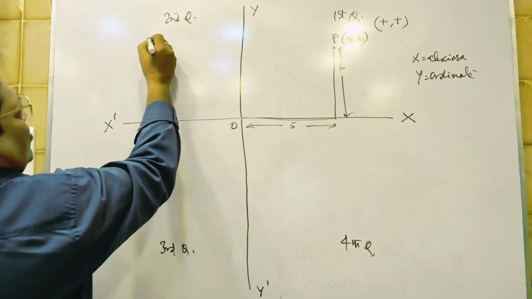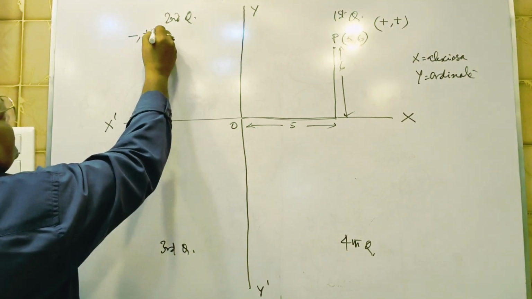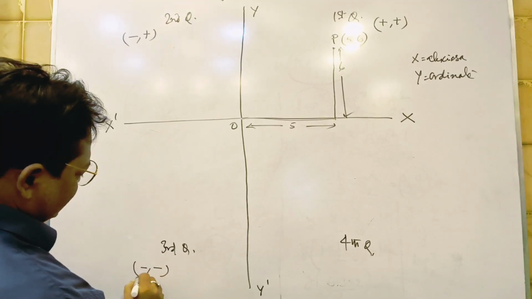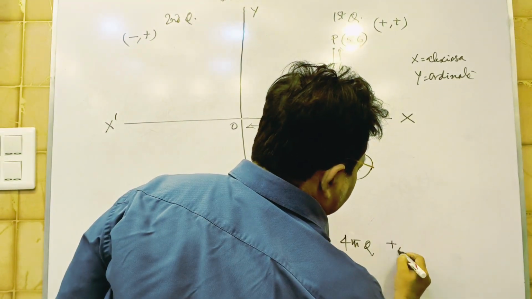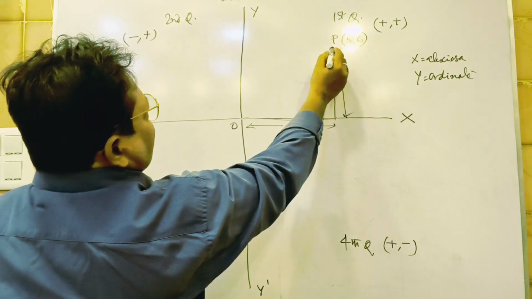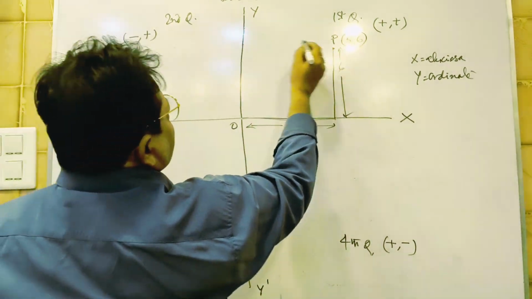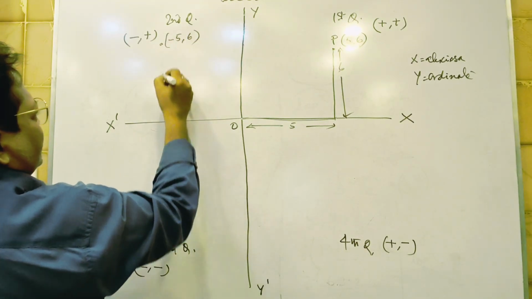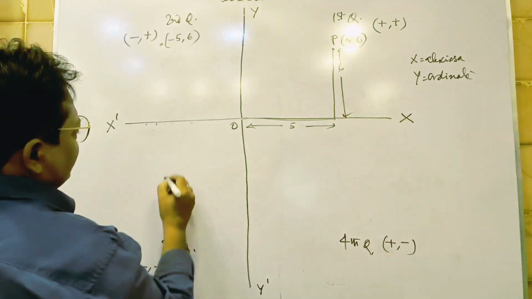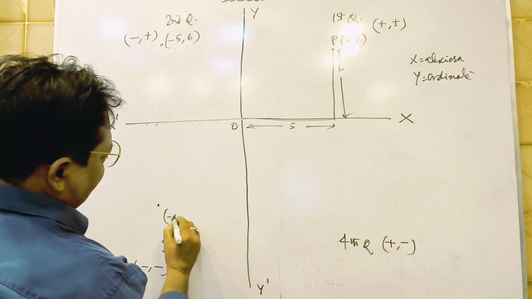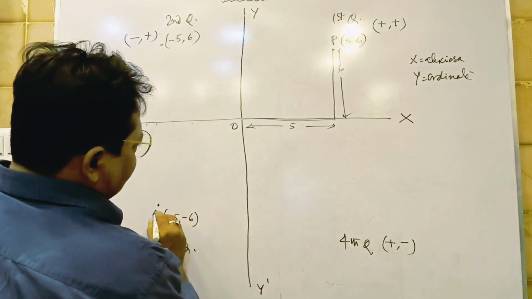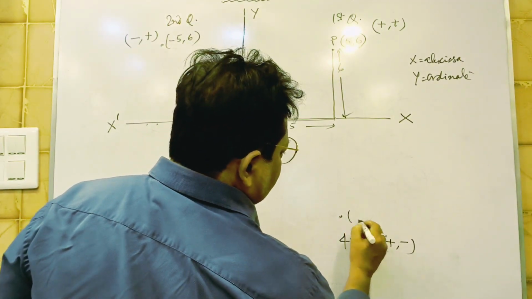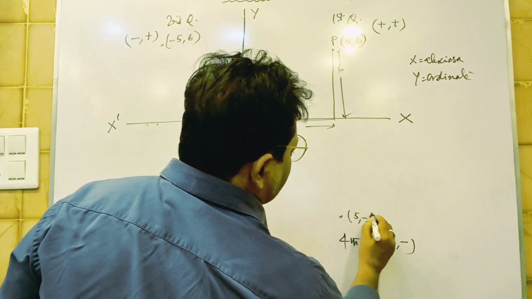This part is the second quadrant. Here the coordinates are minus, plus. Here all the coordinates must be minus, minus. Here they must be plus, minus. Suppose the y-axis is a mirror line, then the reflection will be here: minus 5, 6. If the x-axis is the mirror, then the reflection will be here: it will be minus 5, minus 6. And if it is the other mirror line, then here you will get 5, minus 6.